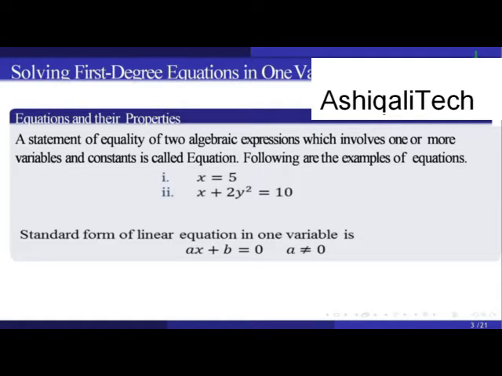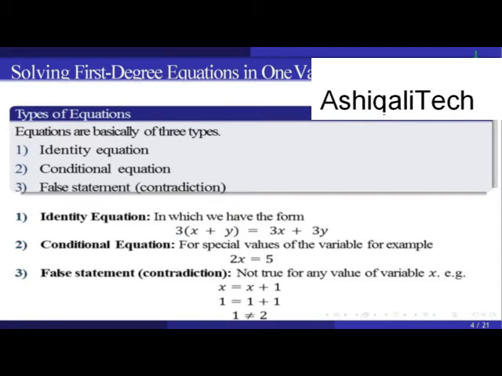Standard form of linear equation in one variable is given by ax plus b is equal to 0, where a cannot be 0. Dear students, now we discuss the types of equations. Equations are basically of three types. Number 1, identity equation. Number 2, conditional equation. And number 3, false statement or contradiction.